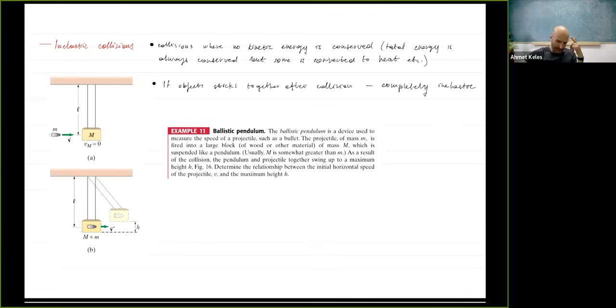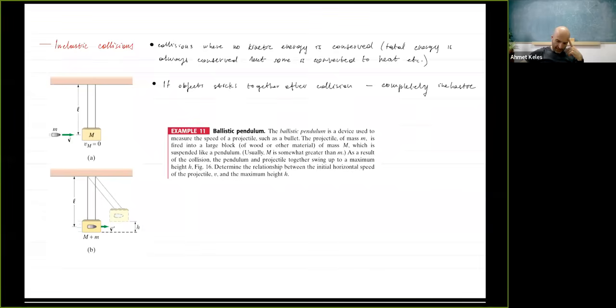And here's the example. A ballistic pendulum. A ballistic pendulum is a device used to measure the speed of a projectile, such as a bullet. The projectile of mass m is fired into a large block of wood or other material of mass M, which is suspended like a pendulum, like here.